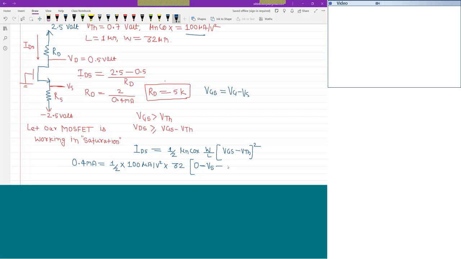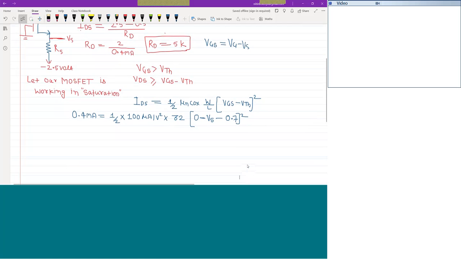minus 0.7 whole square. So this is our calculation for calculating the VS, कि what should be the value of VS in the circuit. तो सर VS का वैल्यू कितना होना चाहिए जो आपको यहाँ दिया है.